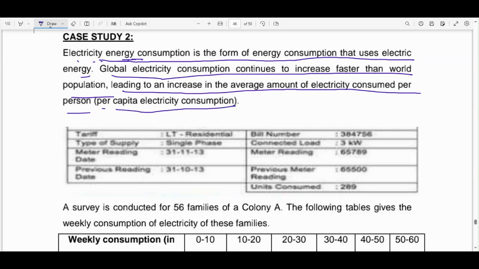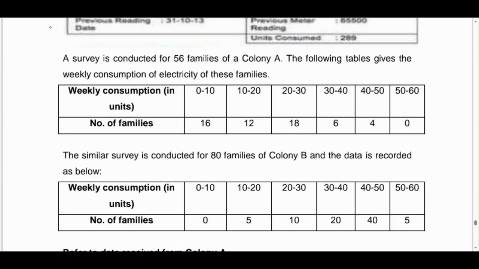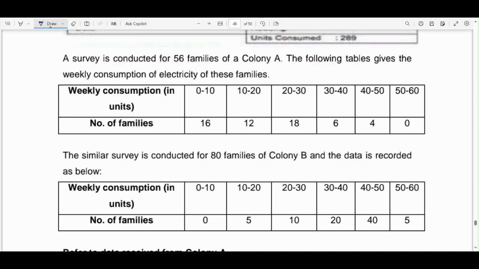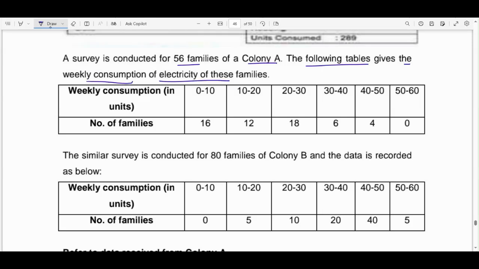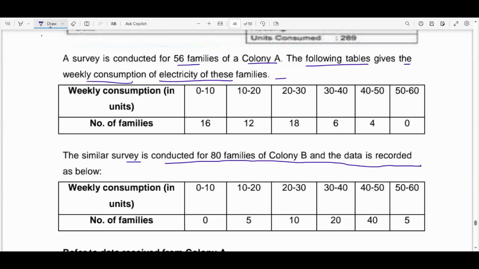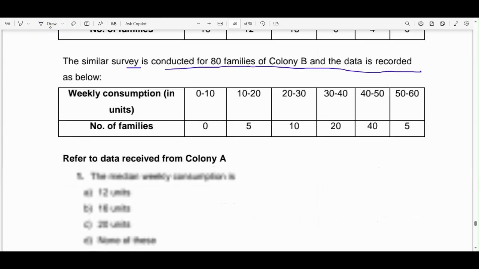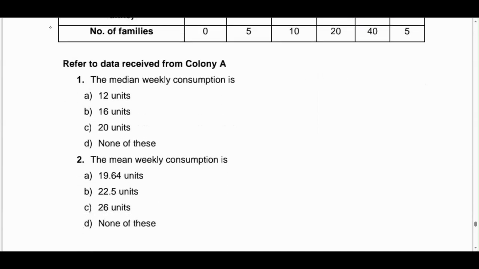So they have given some data for us. A survey is conducted for 56 families of column A. The following table is given: weekly consumption of electricity of these families. Then a similar survey was conducted for 80 families of column B, and the data is recorded as below. So they have given the data for column A and column B. Now refer to the data from column A, and we have to answer the following.